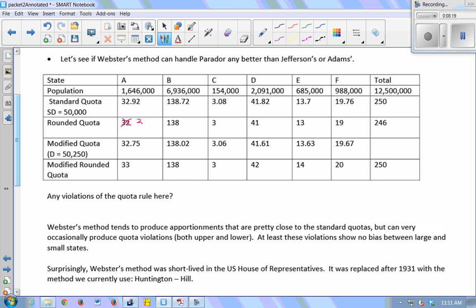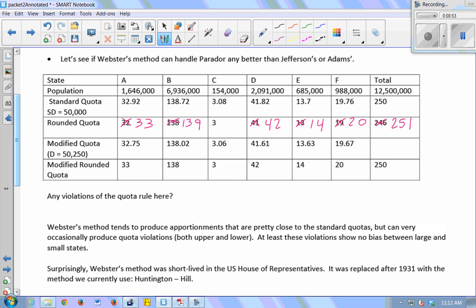So this should be 33, 139. 3 is correct. This should be 42. This should be 14, and this should be 20. And this would add up to 251, which is too big. I need to make all of my quotas a little bit smaller, so I'm going to divide by a number that's a little bit bigger. So I'm going to change to a modified divisor of 50,250.